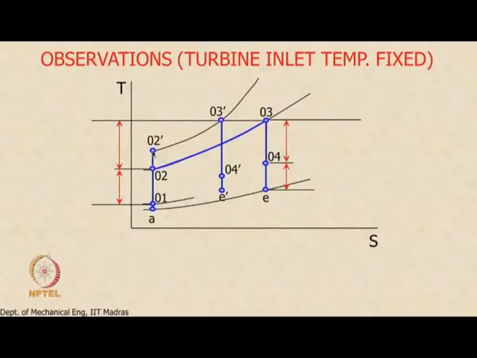So I go from 2 to 2 prime. Because I am keeping this fixed, I can go only up to 3 prime here, because T03 is fixed, the peak temperature is fixed. So then I extract some work. Notice that because 3 prime is to the left of 3, this actually will probably move down from 04, because 3 prime is to the left of 3.